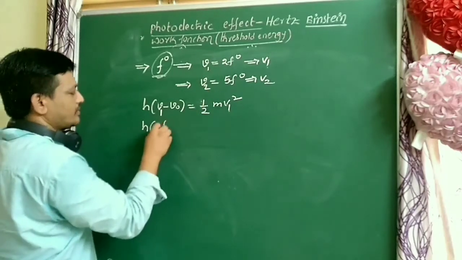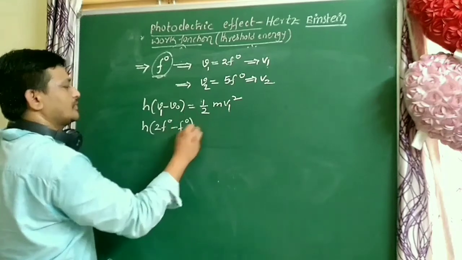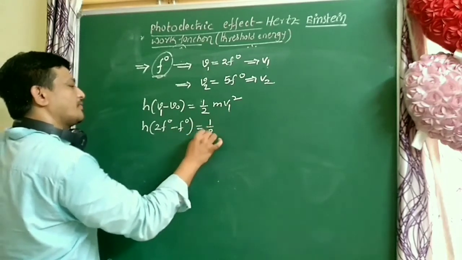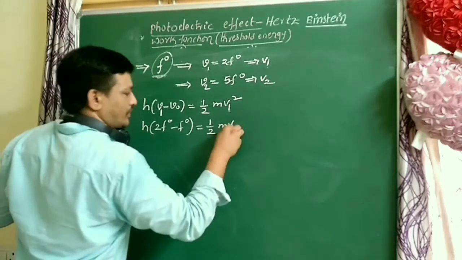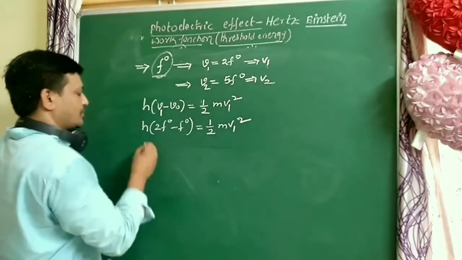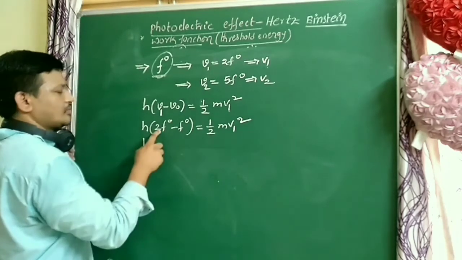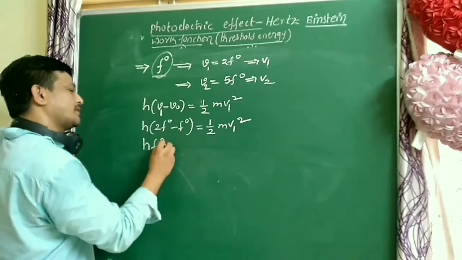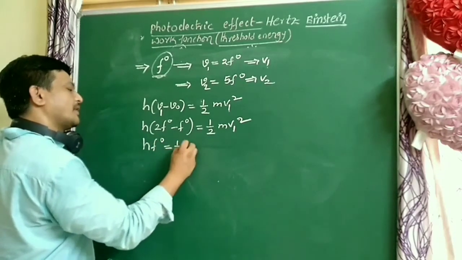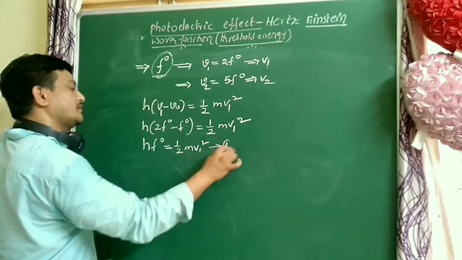2 f naught. What is mu naught, students? f naught. So that equals half m V1 square. Simplify: h into 2 f naught minus f naught is h f naught, equal to half m v1 square. This is equation number 1.